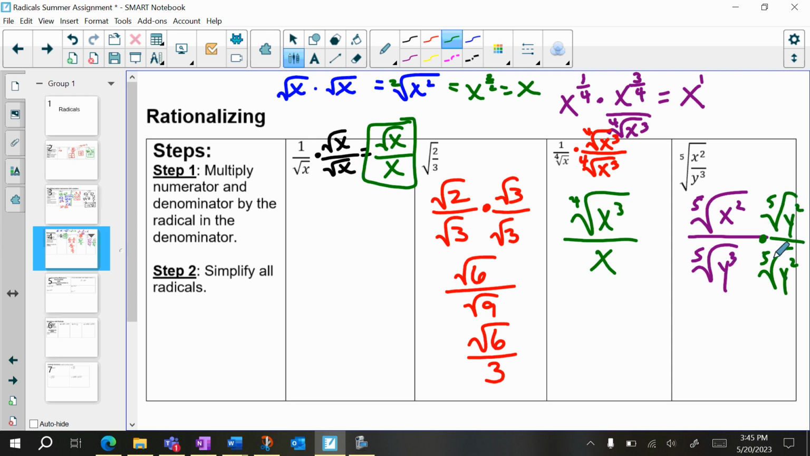Because I would add 3 plus 2, which gives me 5. And then the 5th root of y to the 5th is just y. So I get y in the denominator. And then I would have the 5th root of x squared, y squared.